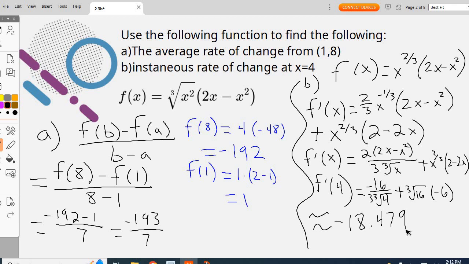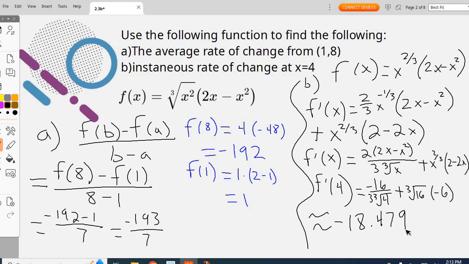Which, if we had plugged in this one, what do we get here? On our first answer, what's negative 193 divided by 7 approximately? Negative 27.57. So, not super close, but again, this is just an estimation, and this is a very large interval. If we wanted to estimate it very well, we would have gone from, like, 3 to 5 or something like that.